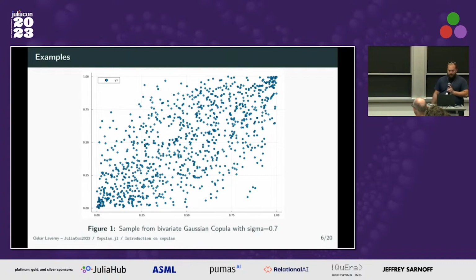This is an example of a sample from a bivariate copula, the Gaussian one, with quite a high sigma, and so it's a sample on the unit square, and you see that there are more points in two of the corners, which means that the dependence is quite positive. When one of the random variables is big, the other one will be big too.